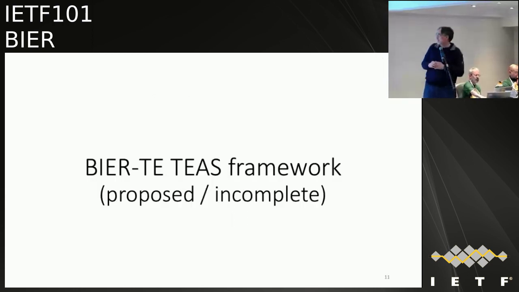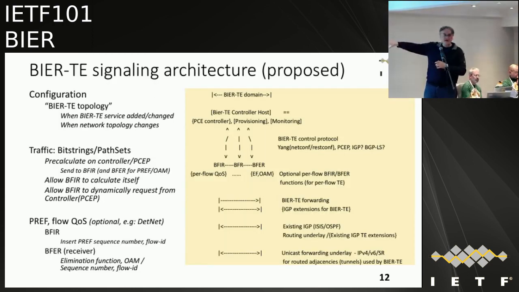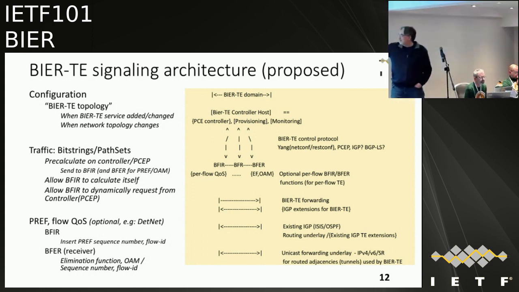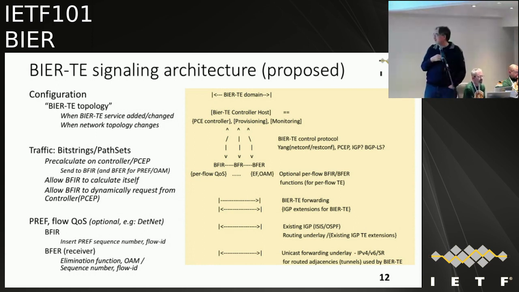Next slide. So here is the overview, expanded from what's in the forwarding architecture with the new aspects. We had the BFIR, BFER, and then going to a controller host. And in the original forwarding plane architecture, we didn't include considerations for the IGP.